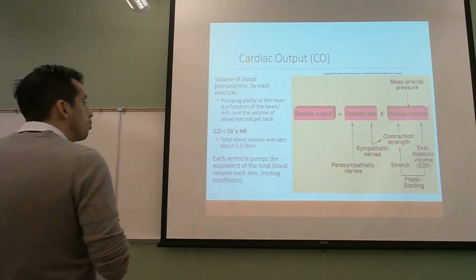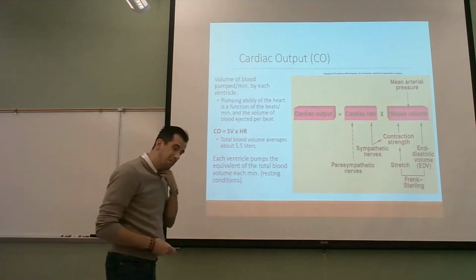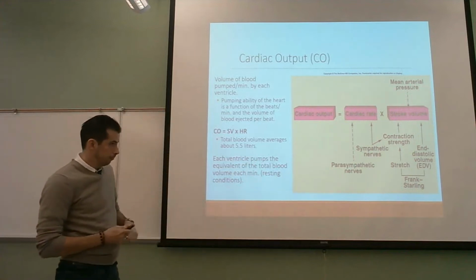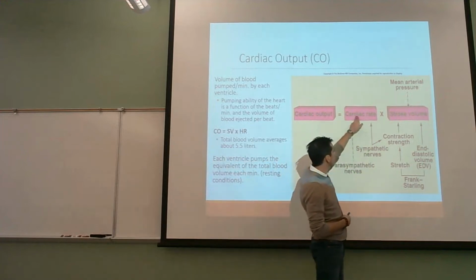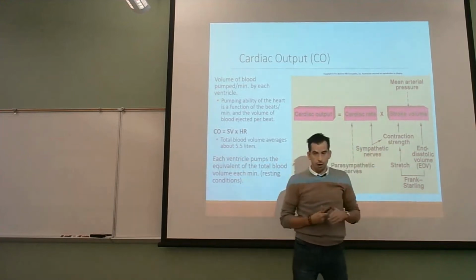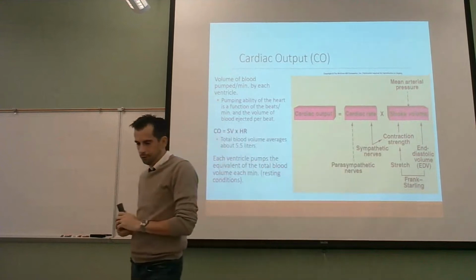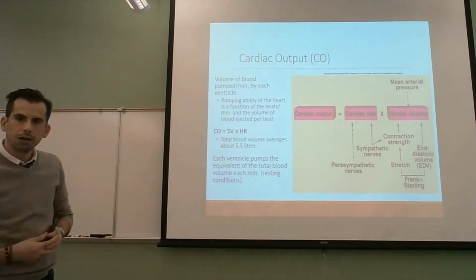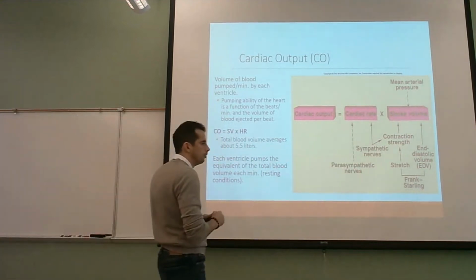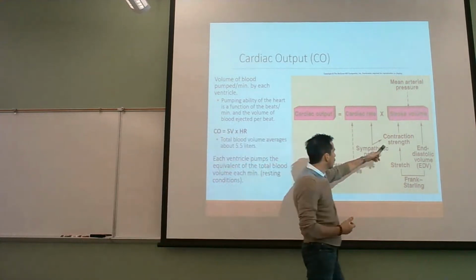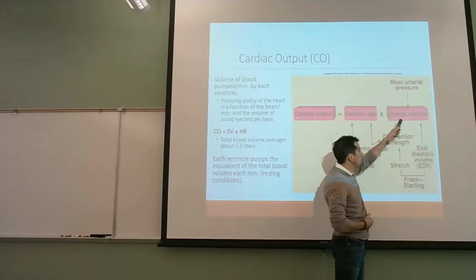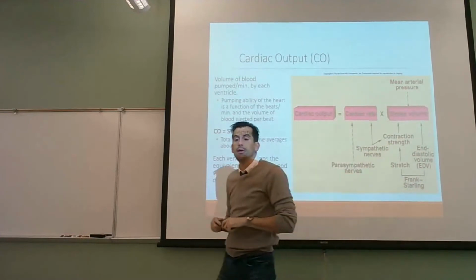For stroke volume, however, we've got a number of variables that we haven't even really gotten into much yet. We've got our sympathetic nerves. Not only do they increase heart rate, but they increase the contractile strength of the cardiac muscle cells. They increase the cellular permeability to calcium, increasing their contractile strength. Stronger contraction, more blood pumped in a given beat.